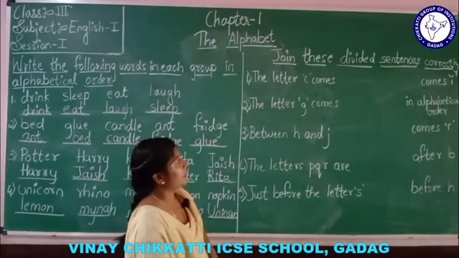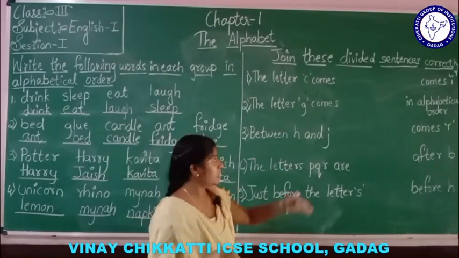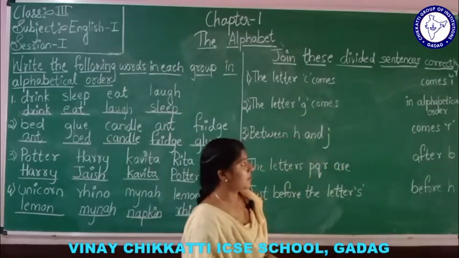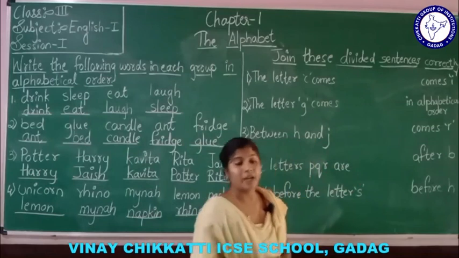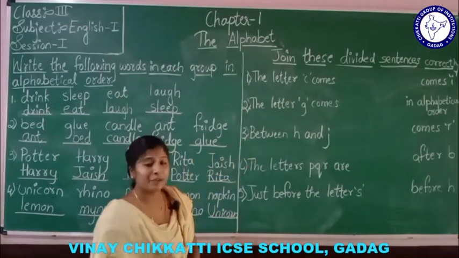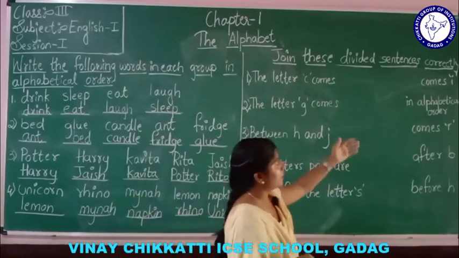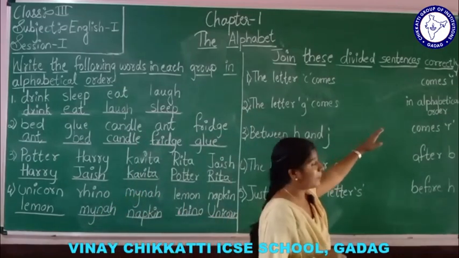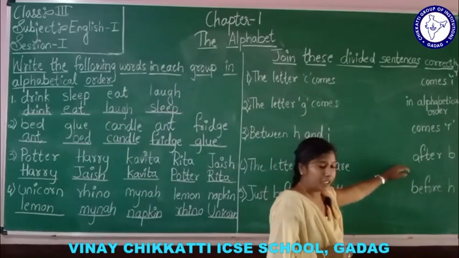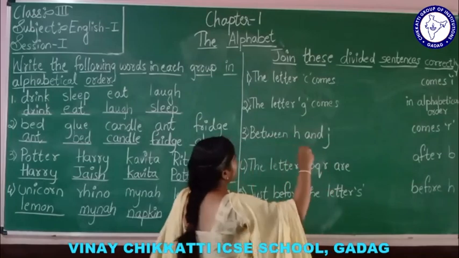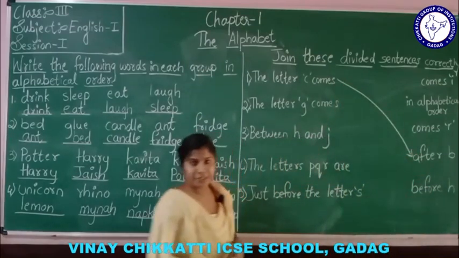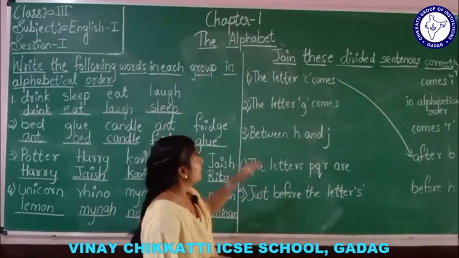The letter C comes... Which is the correct answer? Check here. Comes I in alphabetical order? Comes R? After B, before H? What is the correct answer? The letter C comes before I? No. In alphabetical order? No. Comes R? No. Comes after B? Yes. The letter C comes after B. Understood?